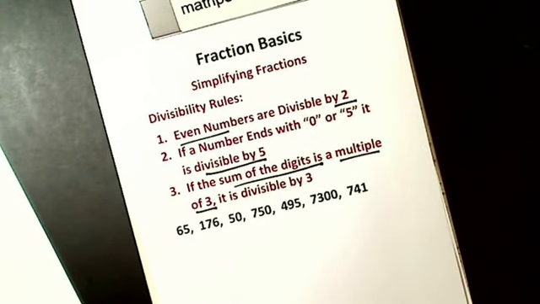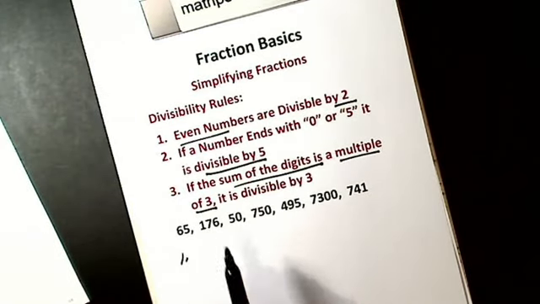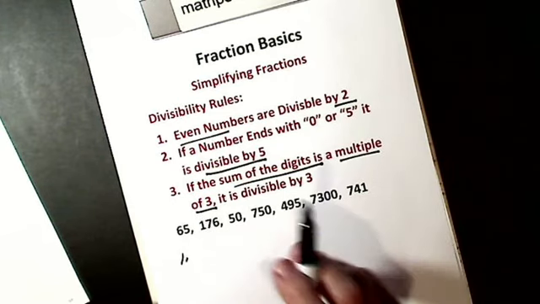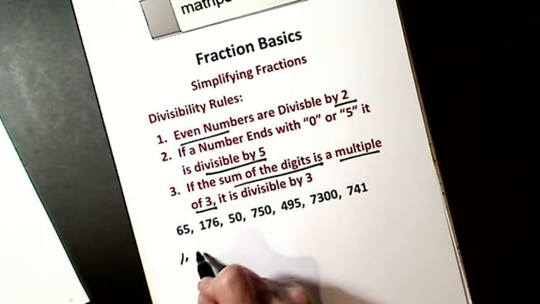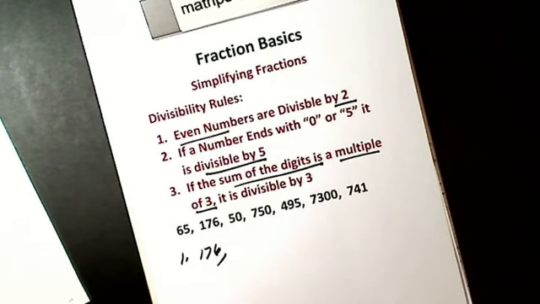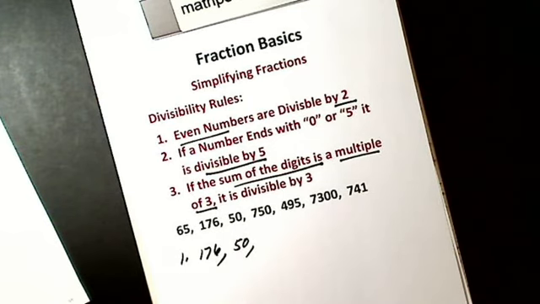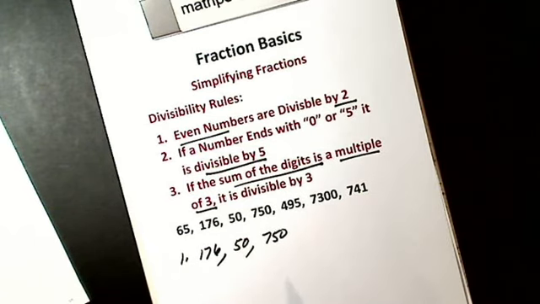So the first question is, which ones are divisible by 2? To be divisible by 2, it has to end in an even number, which is 2, 4, 6, 8, or 0. So, is 65 divisible by 2? No. Is 176 divisible by 2? Yes, because 6 is even. Is 50 divisible by 2? Yes, 0 is even. Is 750 divisible by 2? Yes, it's an even number if it ends in 2, 4, 6, 8, or 0.